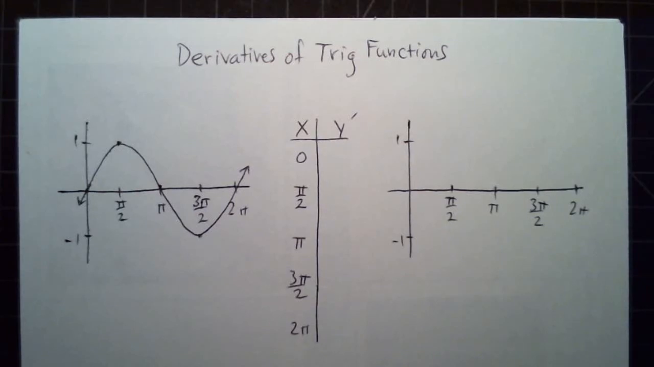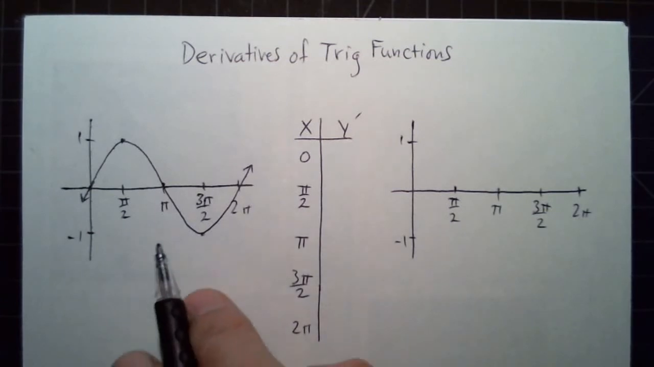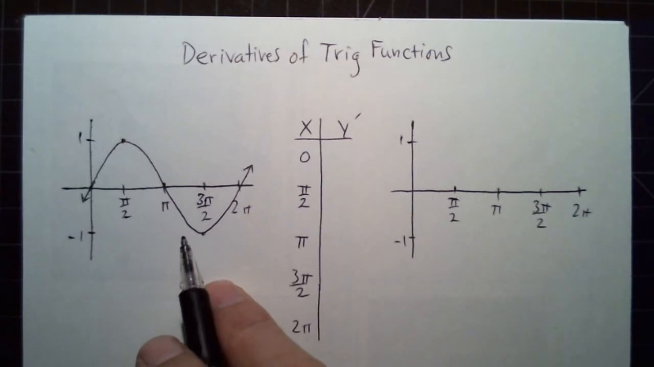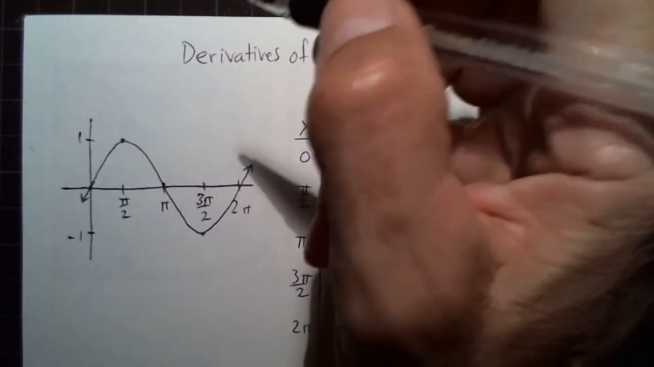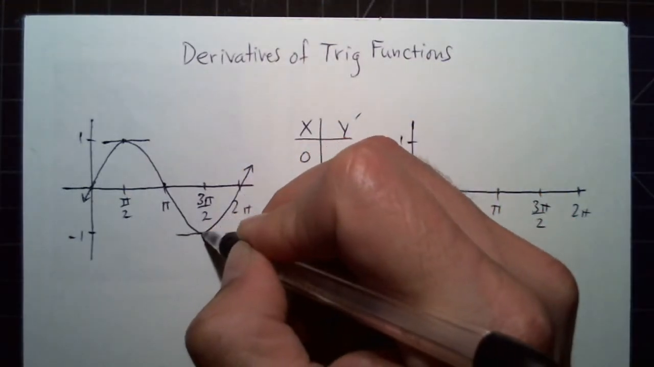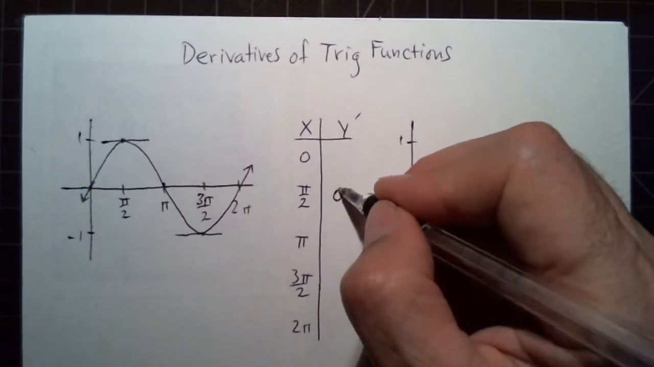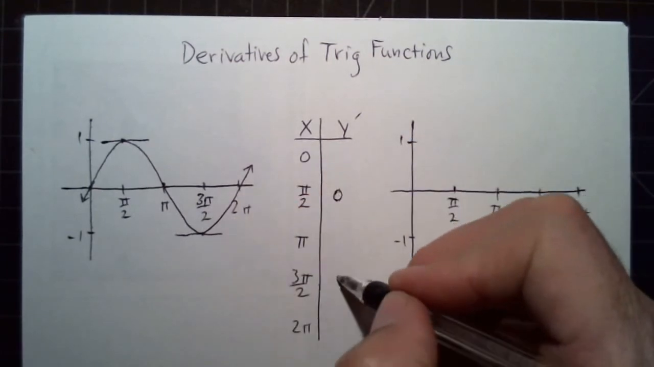Alright, in this lesson we'll find derivatives of trig functions, and again the derivative is the slope of a tangent line. So let's look at some slopes of sine. Here's y equals sine x, and we know that the slope of this line is 0, the slope of that line is 0, and so at pi over 2 the slope is 0. At 3 pi over 2 the slope is 0.